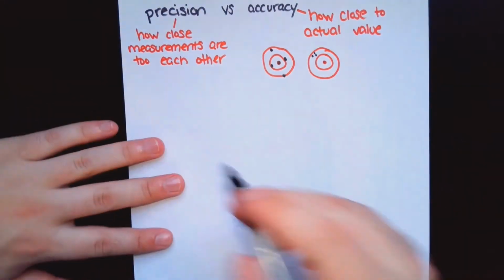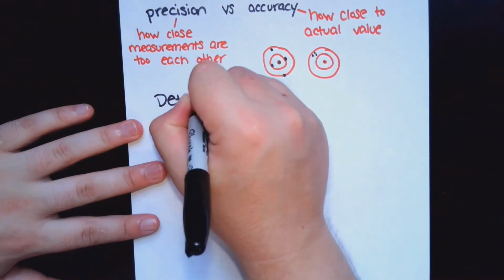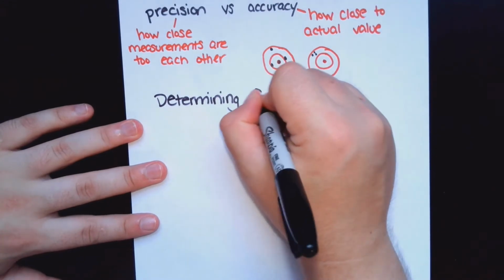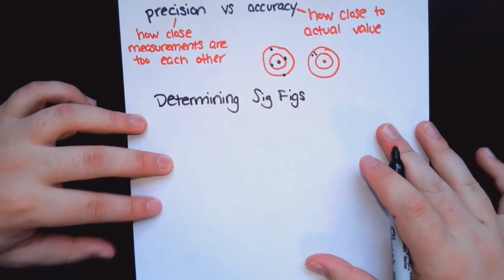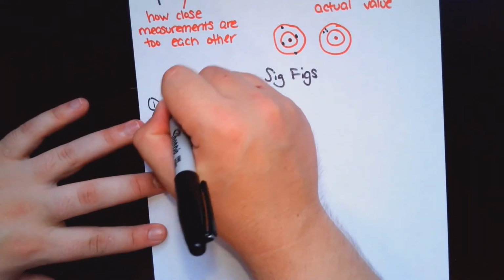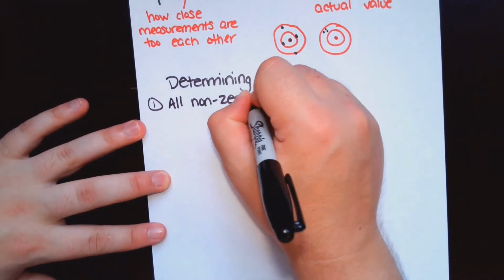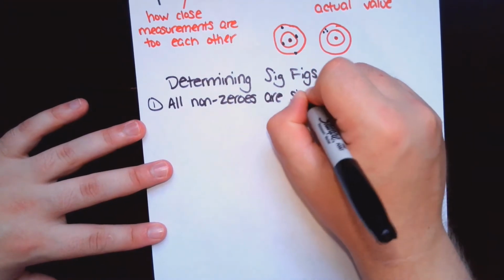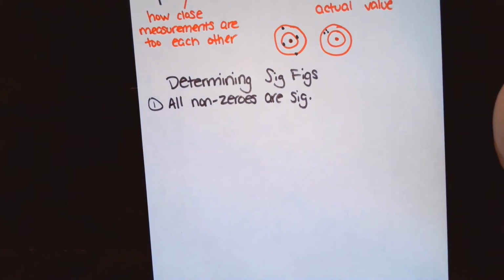Okay, so determining sig figs. There are a couple rules for determining sig figs within a number. So the first rule: all non-zero digits are significant. All non-zeros are significant. Always. So basically, anything that is not a zero is going to be significant.